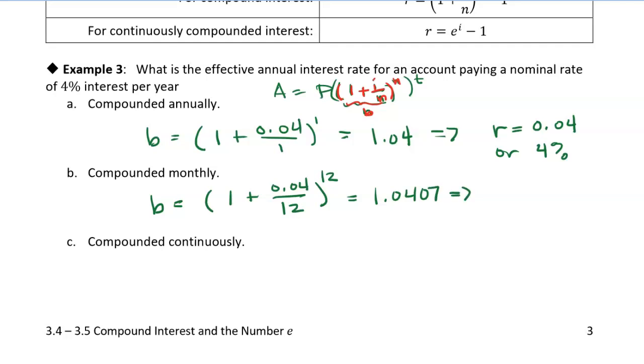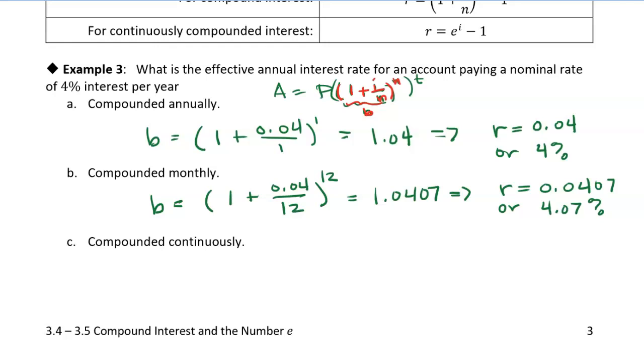This is the growth rate, which is the same as the effective annual rate. So R is equal to 0.0407, or you could write it as a percent, 4.07%. That's the effective annual rate. It's just the growth rate.